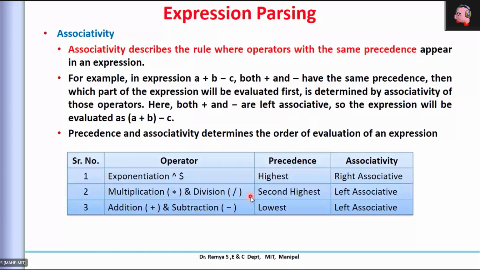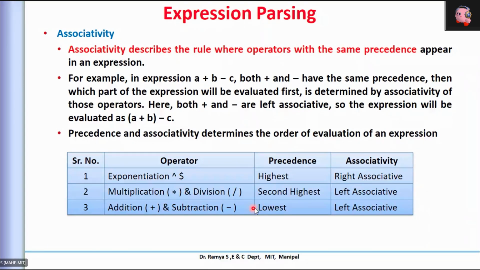Okay, so if you have an expression containing all these operators, first it will evaluate your power or exponential, then multiplication and division are performed, then you have addition or subtraction. Okay, so this is the order of doing.